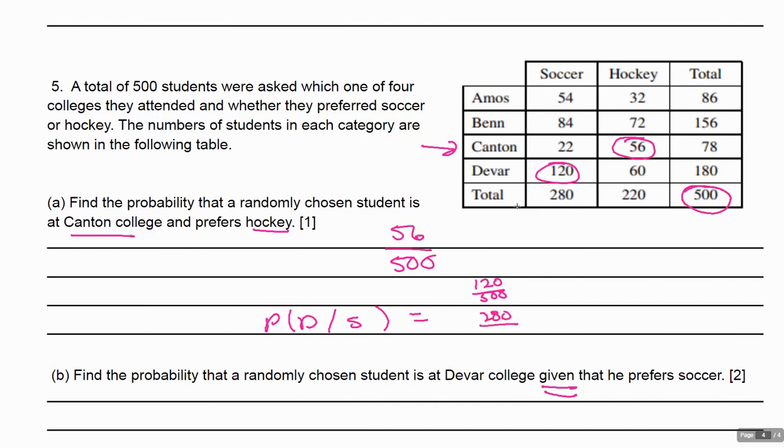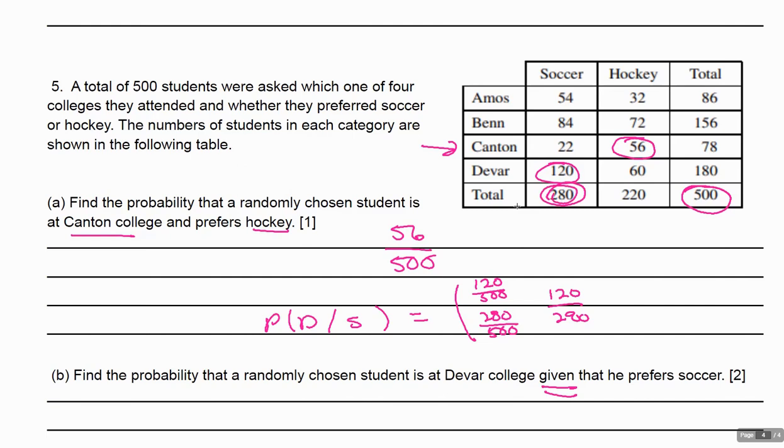How many people like soccer? 280 out of 500. But when I divide these, it really becomes 120 over 280. Now, again, you don't have to do what we just did here because it says find the probability that random choosing is from the VAR given they prefer soccer. That means that it has to be out of this number of people.